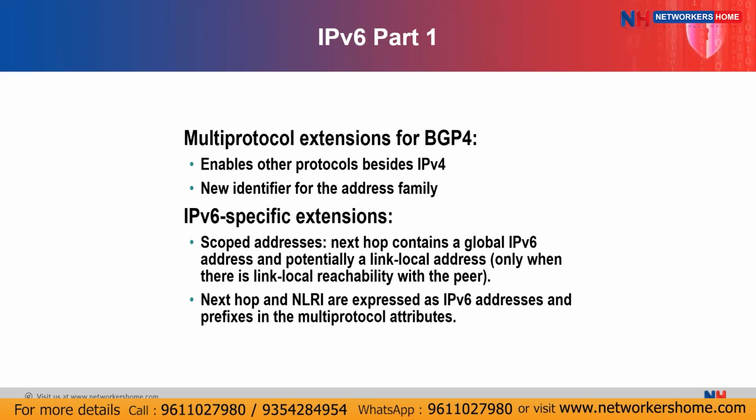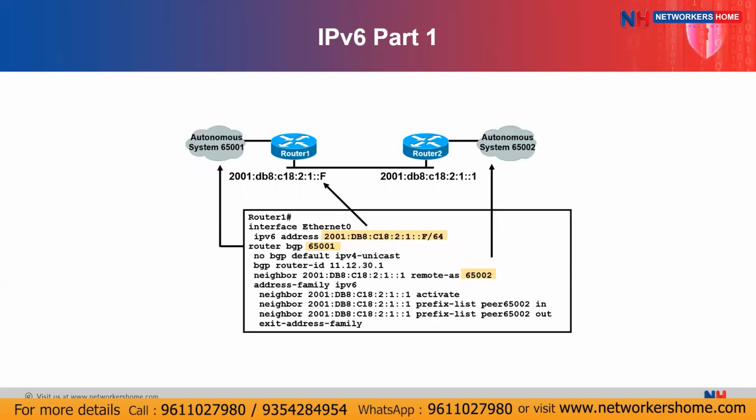So IPv6 specific extensions we have scoped addresses. The next hop contains a global IPv6 address and potentially a link local address only when there is link local reachability with the peer. If peers have link local reachability, then it is required. The next hop and NLRI, that is router ID, expresses IPv6 addresses and prefixes in the multi-protocol attribute.